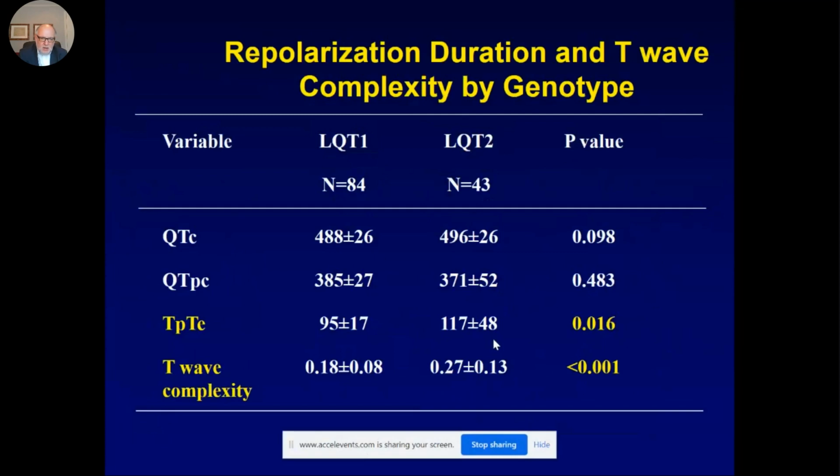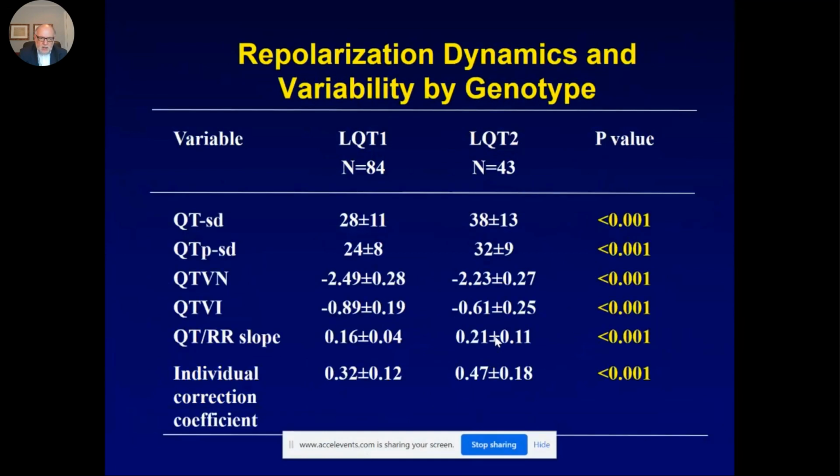We at the same time look at T-wave and QTc among genotypes, and T-wave complexity, as we know, was higher in LQT2. We came back to repolarization variability using a variety of measures, whether it was standard deviation of QT or QTP or QTVN or QTVI, which was proposed years ago by Dr. Berger from Hopkins. And we see that in all cases, LQT2 seems to show a higher level of repolarization dynamics and variability than LQT1.